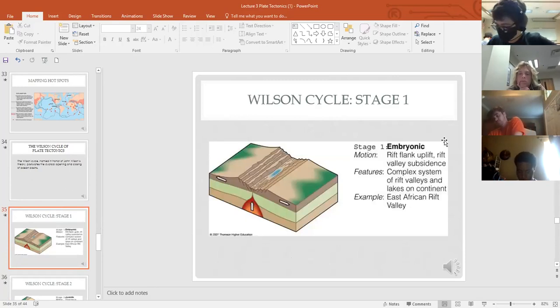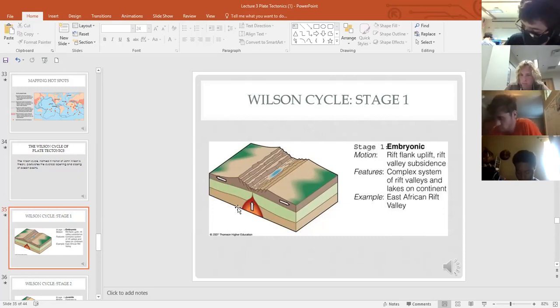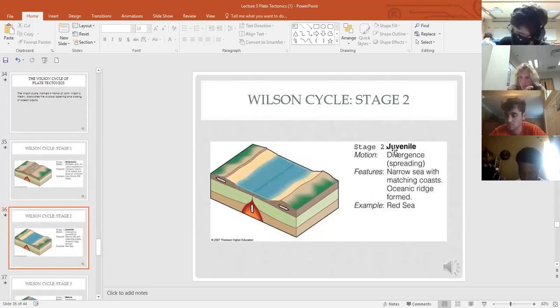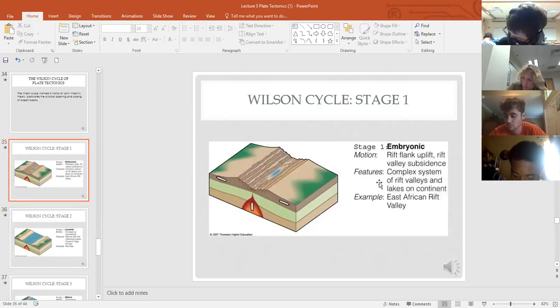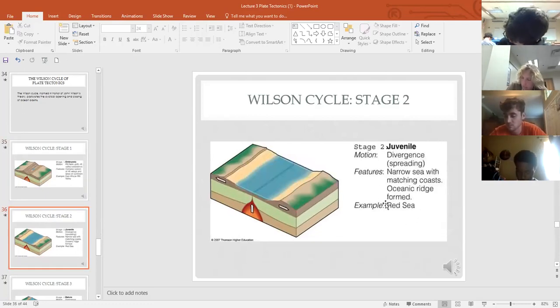The first part of the cycle, and we've discussed every part of the cycle now, is your embryonic. You start off with your warping, then your Rift Valley, and eventually that Rift Valley will start to fill with water. So embryonic, like the East African Rift Valley, when it gets a little more mature, you have a juvenile. So you went from embryonic to juvenile. The example he uses is the Red Sea.